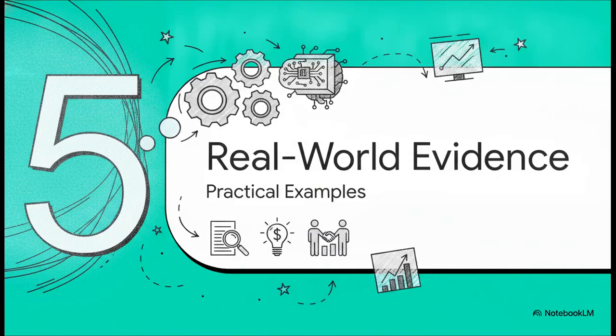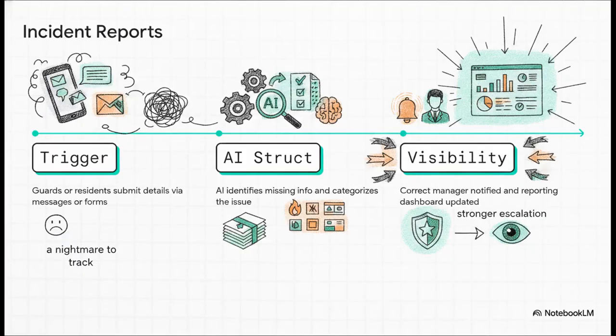Okay, Section 5, the real-world evidence, looking at some practical examples. Let's see how this builds in the real world with the incident report journey. Before AI integration, a security guard might send 3 fragmented WhatsApp messages, a vague email, and a blurry photo. Total nightmare to track, right?